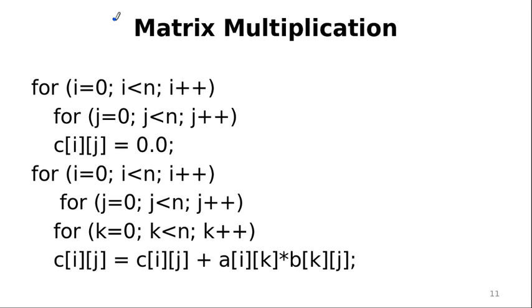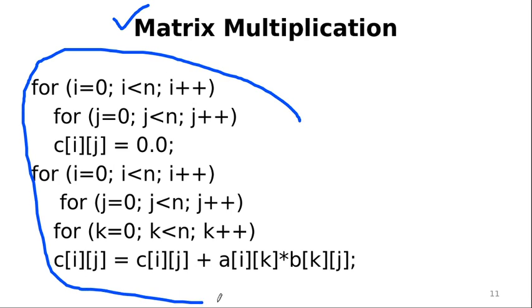And third example, matrix multiplication. Already you are good at matrix multiplication, and this is the source code for you. All of you try to write the 3 address code for this matrix multiplication.